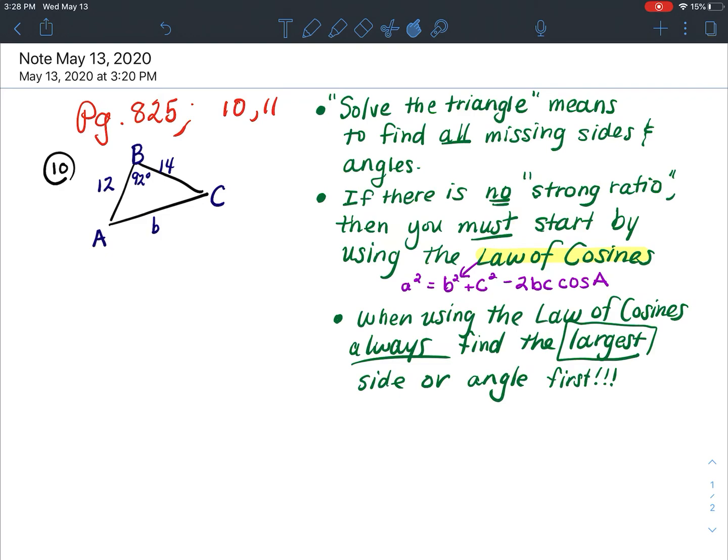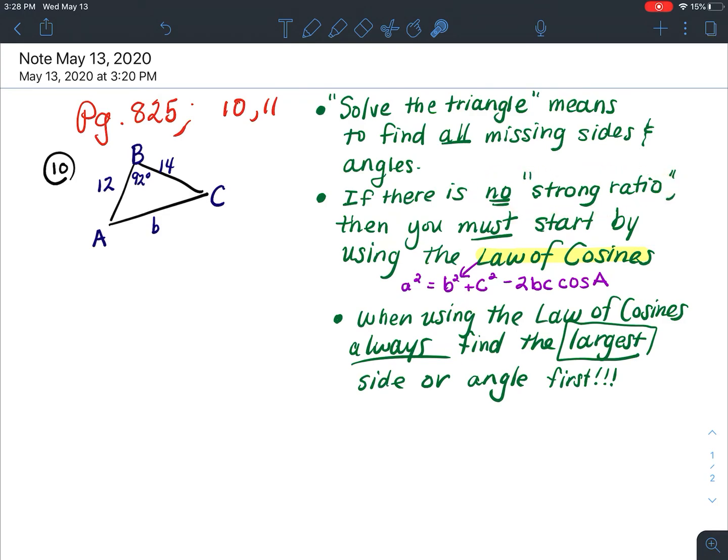Formerly we had talked about the law of sines, and in that, Mrs. Pinion had referenced looking for what was called a strong ratio. A strong ratio is anytime you know an angle and you also happen to know the side opposite it. But you find yourself in situations like number 10 and number 11 where there is no strong ratio initially in the picture.